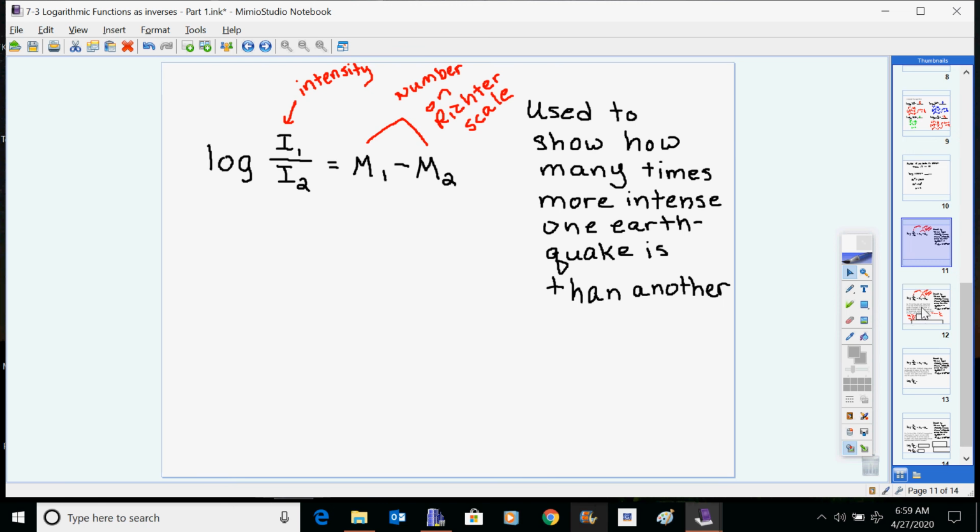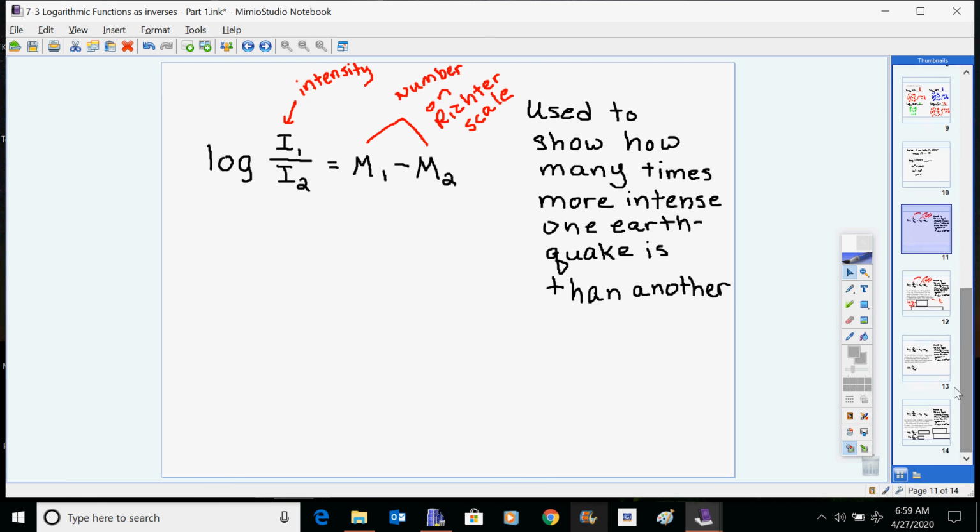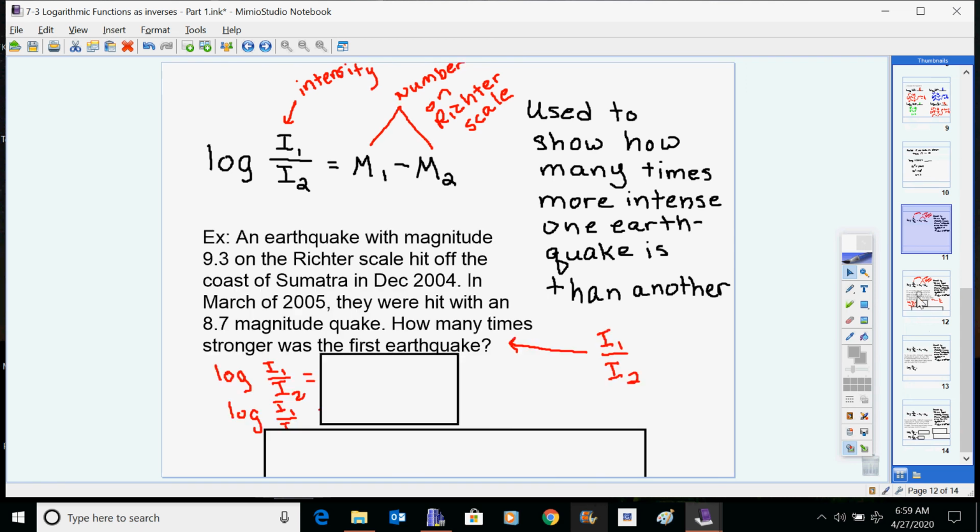So I've got a couple of word problems here that were things that were actually happening a couple years ago. Okay, well, this one's more than a couple years ago. This is 2004, 2005, but I have much more recent ones that you'll remember very shortly. But there was a big earthquake in 2004. It had a 9.3 rating in Sumatra. And in 2005, there was another one of 8.7 magnitude. How many times stronger was the first earthquake?